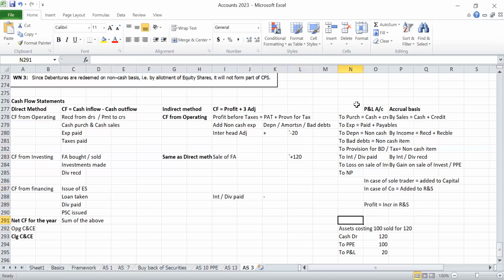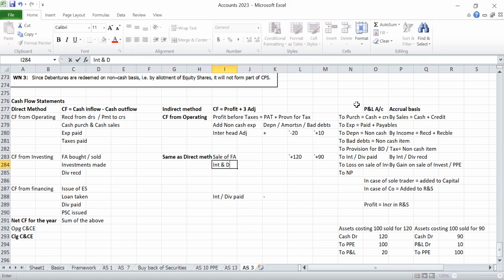Or the same example, an asset costing 100, sold for 90. In this case, the entry will be: cash account debit 90, P&L debit loss 10, total 100, to PPE. In this case, what will I do? For sale of fixed assets, I will take the total cash inflow of 90 there. But in the profit and loss account, how much did I deduct? I deducted 10, so I should add that back, plus 10. Right? So like this, inter-head adjustments, like interest and dividend received.